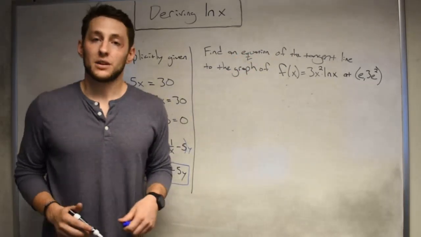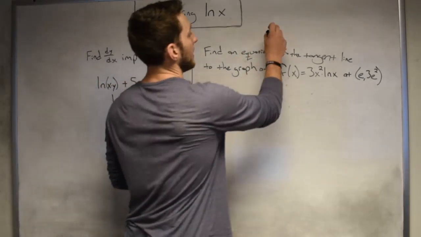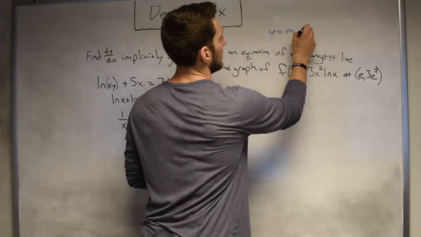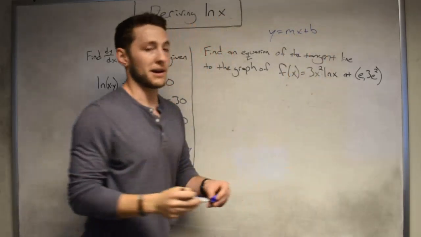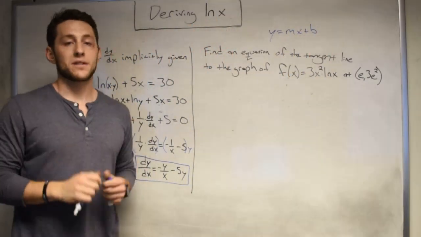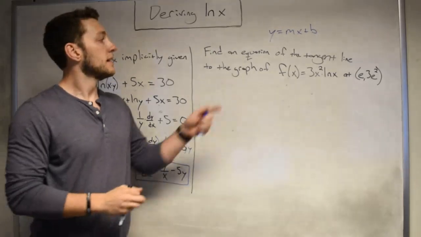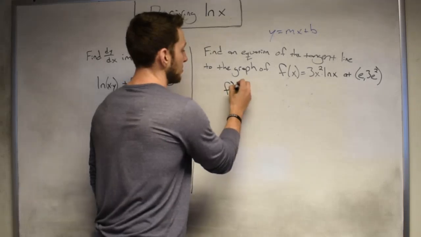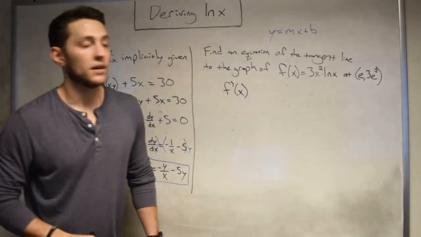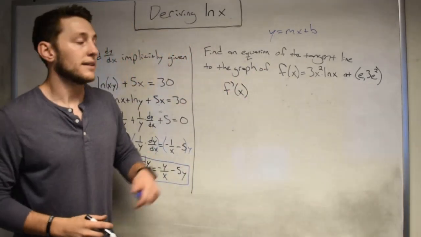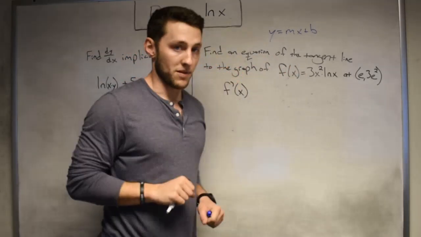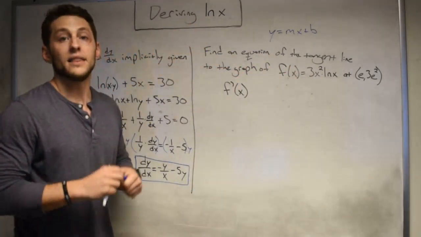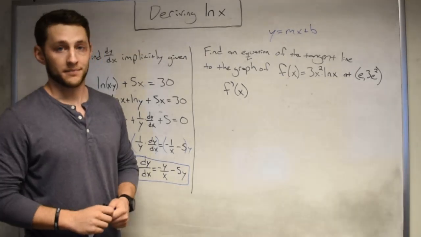If we're ever finding the equation of the tangent line, recall that we're looking for a formula of a line, y equals mx plus b. Always start by getting the slope first. In order to get the slope, we need the derivative, f prime of x. Well, notice what f of x is. It's 3x squared times natural log of x. That means we have a product rule going on.